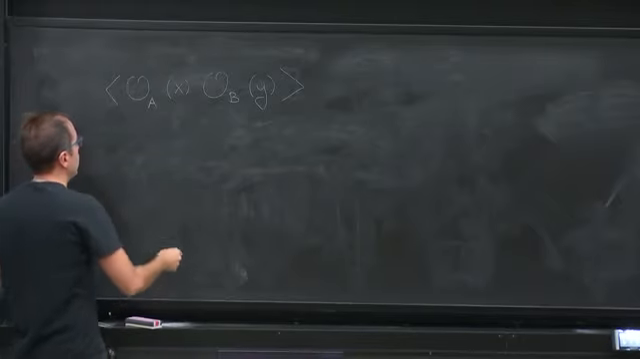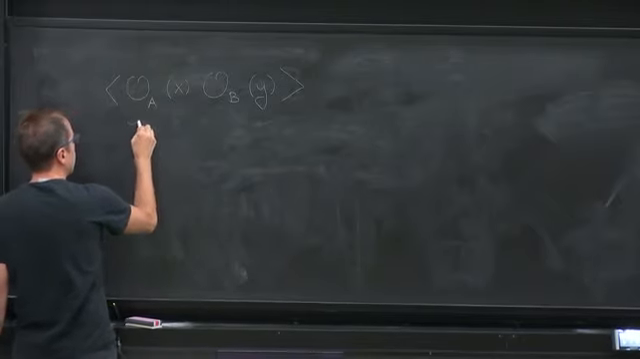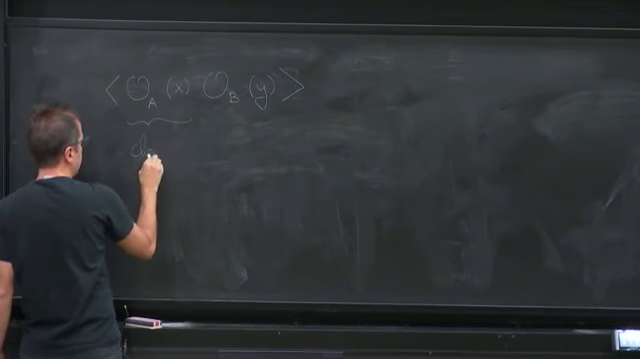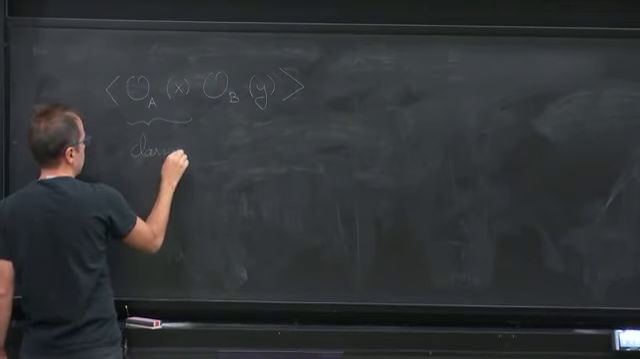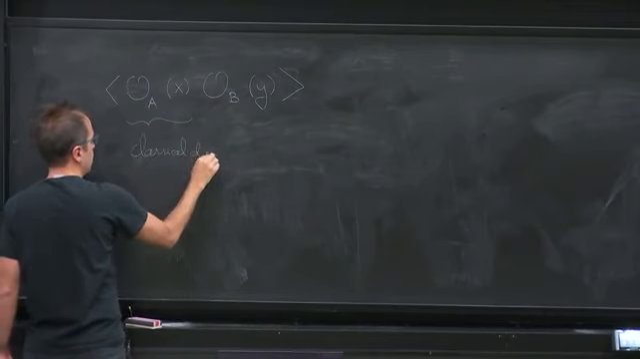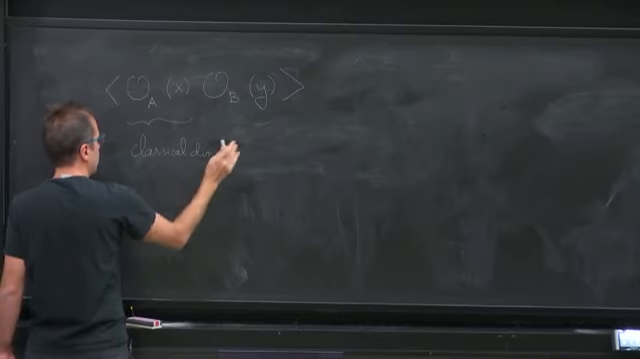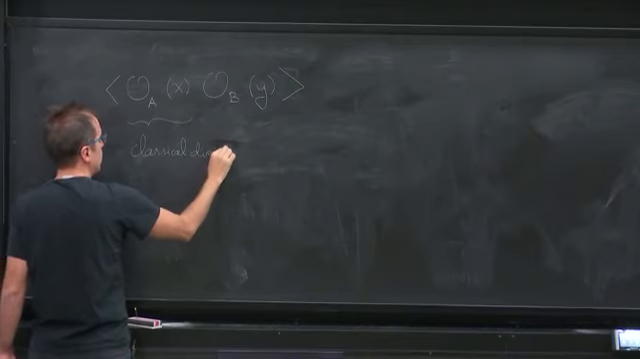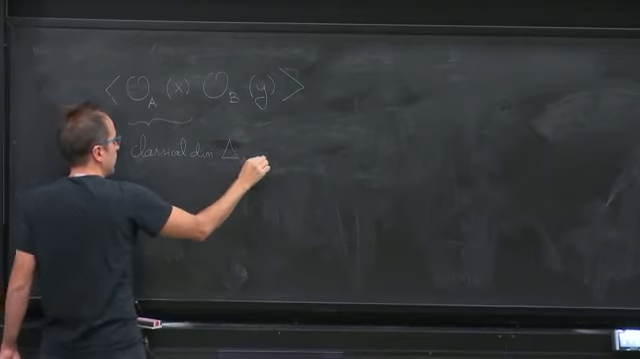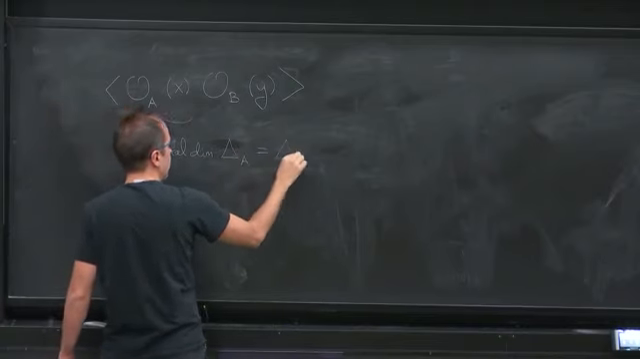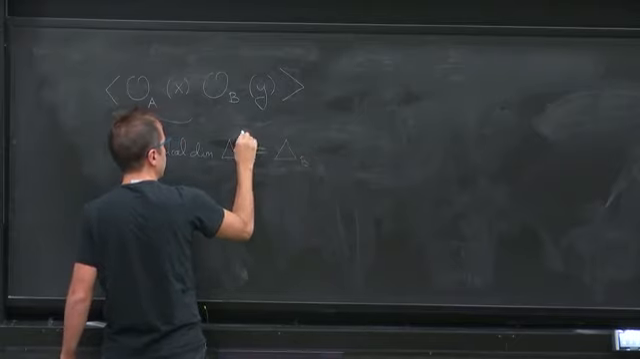Now, this operator has some classical dimension, let me call it delta_A, that's going to be the same as the classical dimension delta_B.